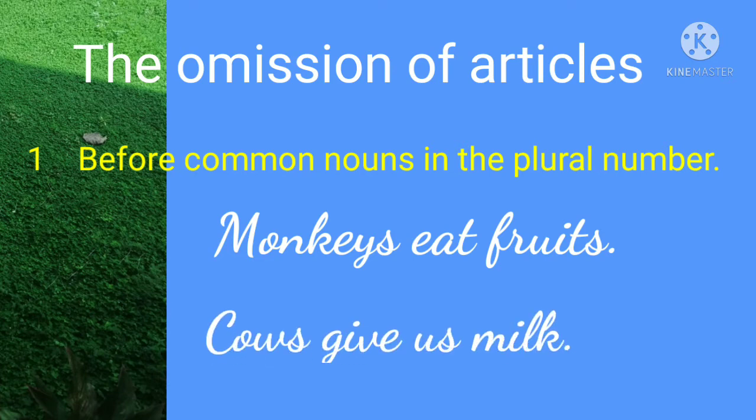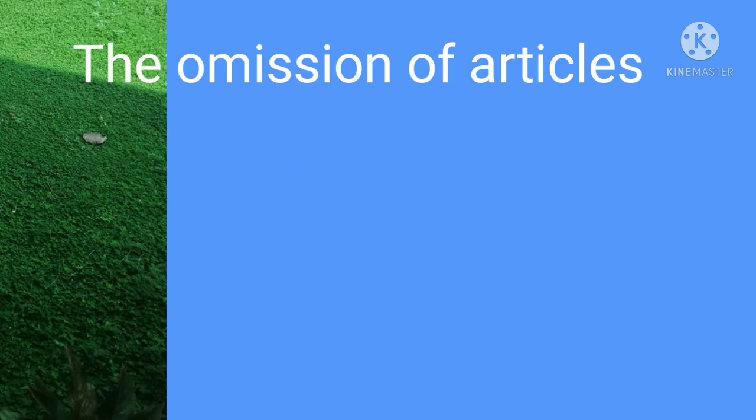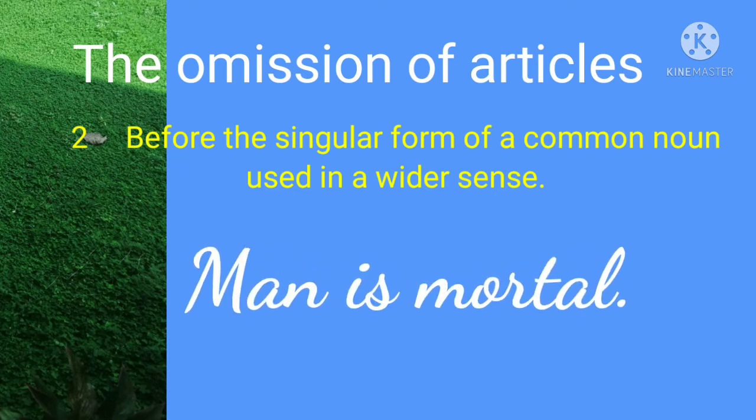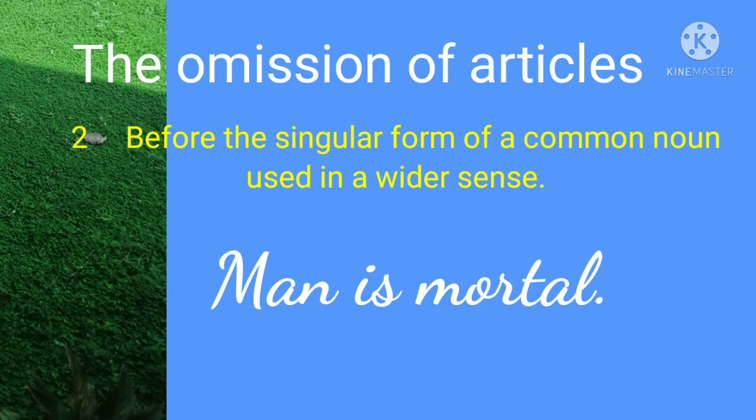Second one, cows give us milk. All cows give us milk. Next point, before a common noun used in a wider sense. For example, man is mortal. It means all men are mortal.